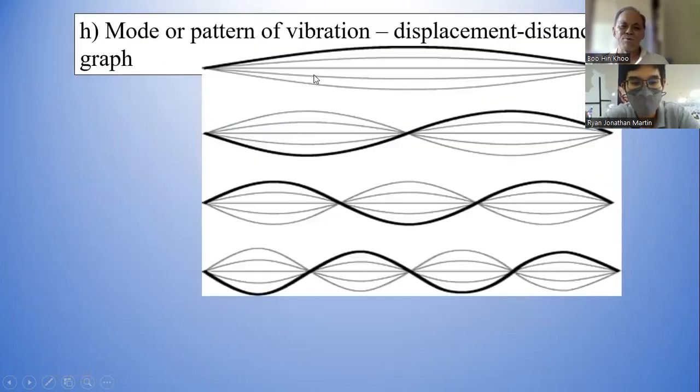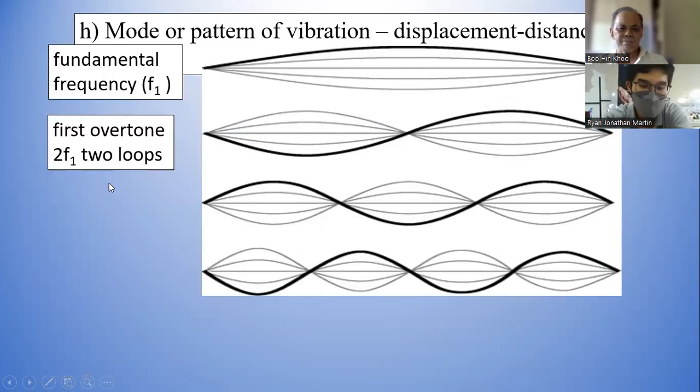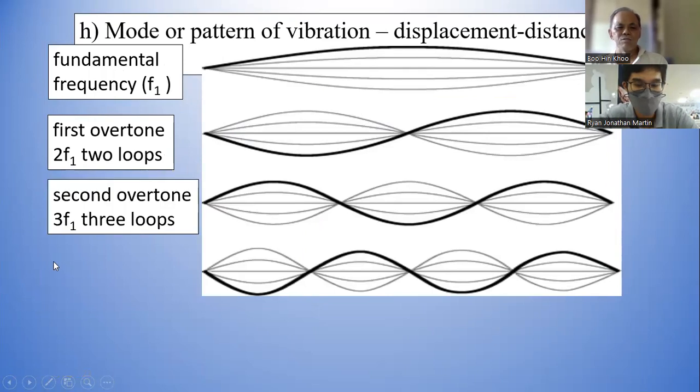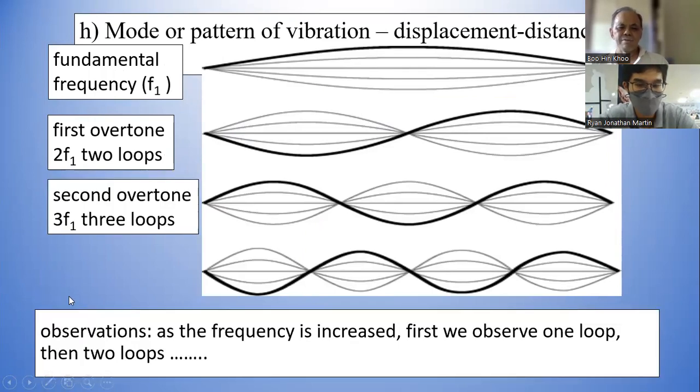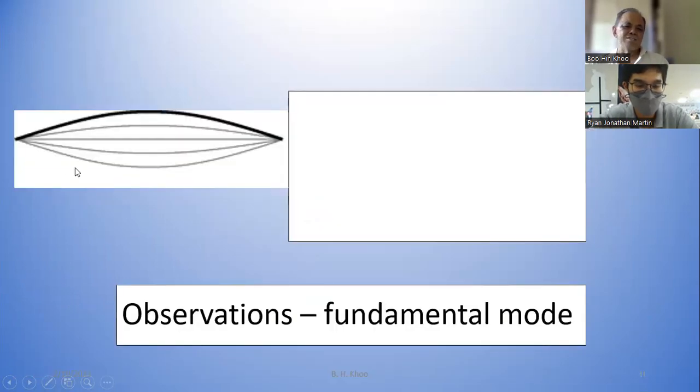Okay, so those are the different modes of vibration, displacement distance graph. That's for the first frequency F1. This for 2F1, 2 loops, 3 loops, so 3F1. Okay, let's concentrate on the first one, called the fundamental mode. Don't let the others distract you. Just look at this one loop, that's all.